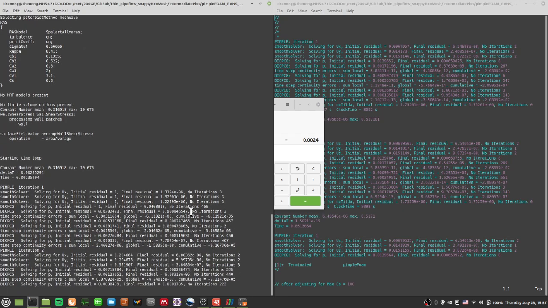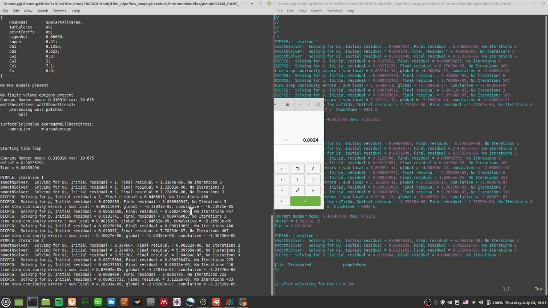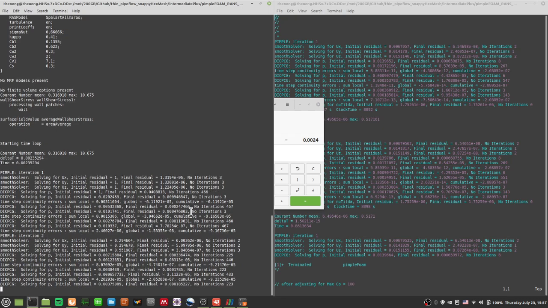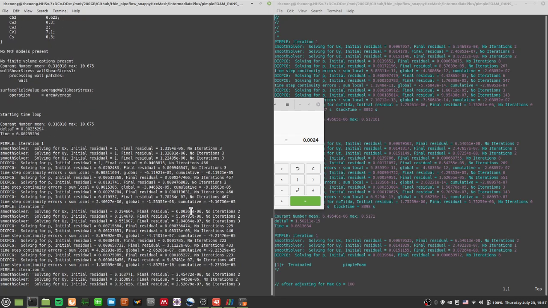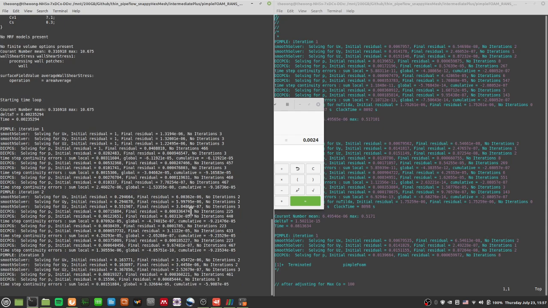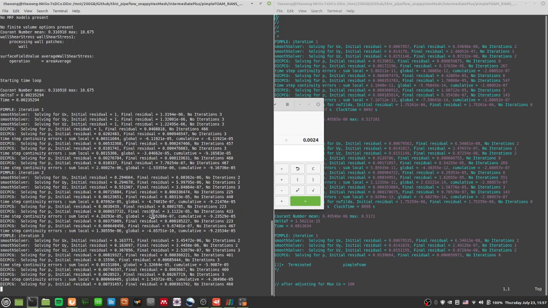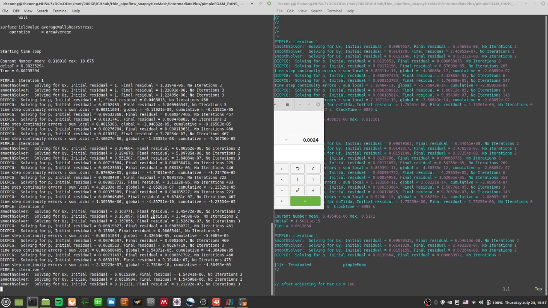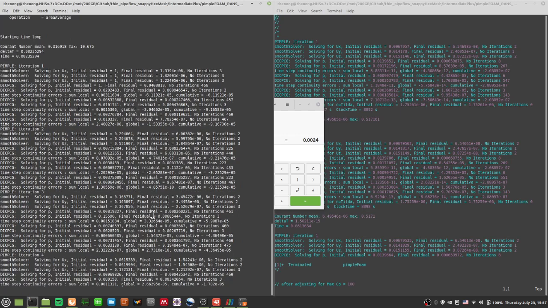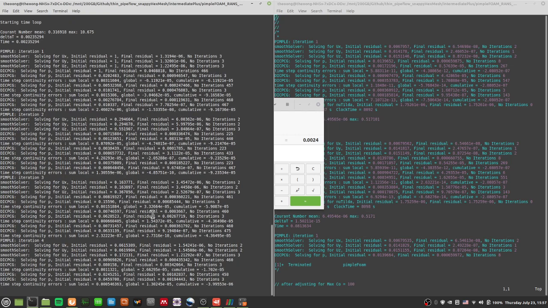Okay, that looks good. The initial residuals should be decreasing, and they are decreasing steadily. Looks good. Again, we can do another fast forward and see where we end up later on.